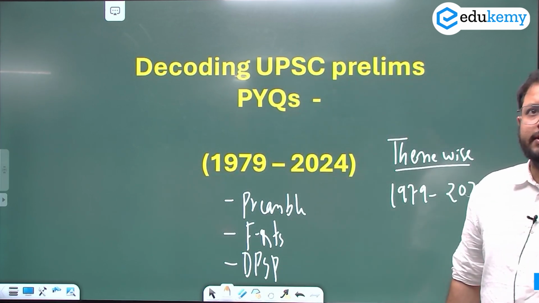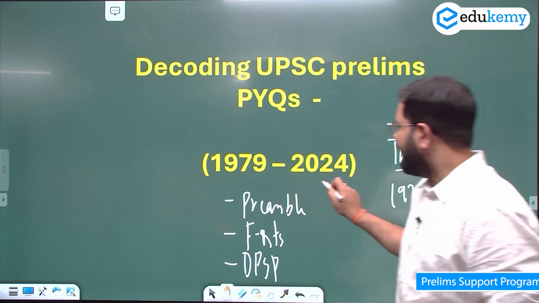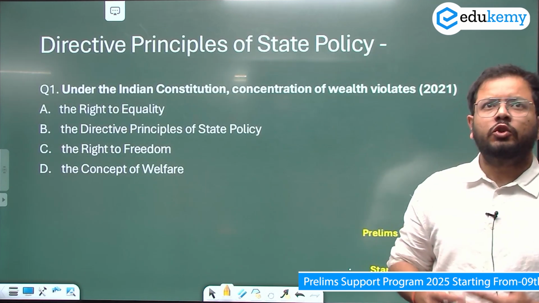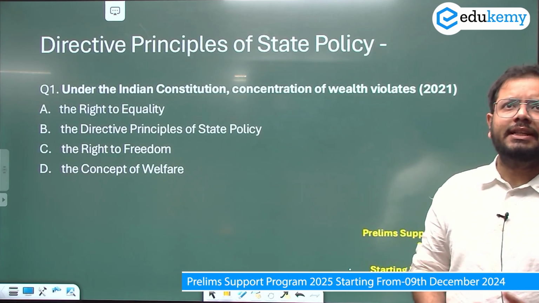We'll see how many questions have been asked from 1979 to 2024. We'll be covering this from 2024 towards 1979. So let's start. Today's topic is Directive Principles of State Policy. The first question was asked in 2021.